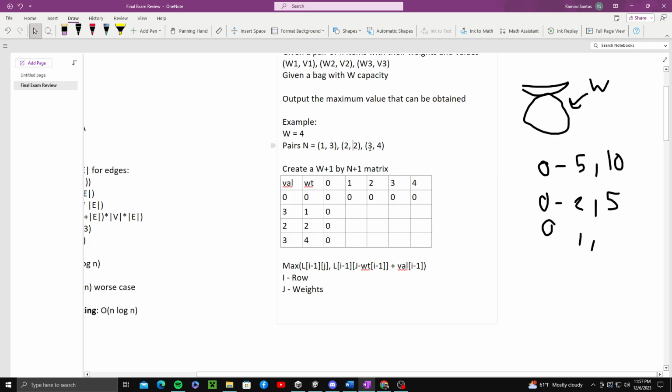Correct? Or am I wrong? Because it's 4. Actually, I think the answer would be 1, 2, 3. I think it's 7, because this 3 adds to the 4, and so on and so forth.